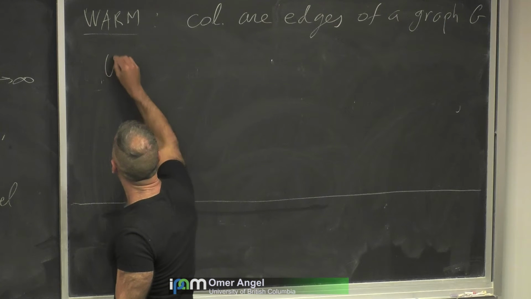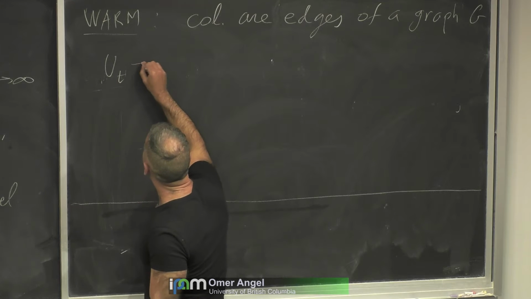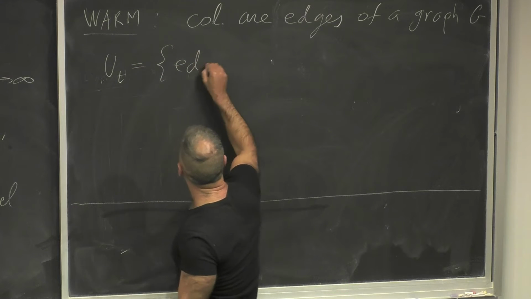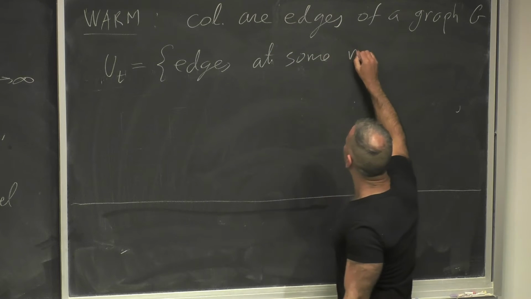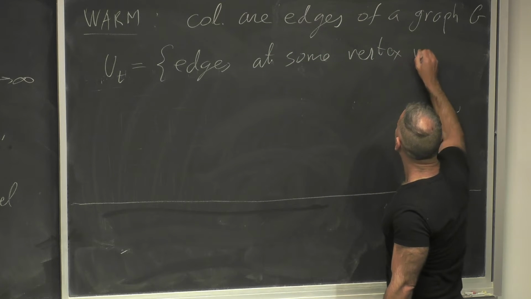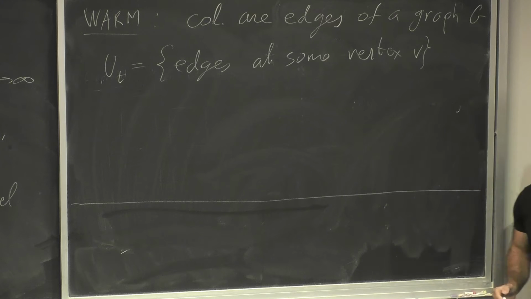And UT, so these are the edges at some vertex V. So each vertex you pick, you have some probability of picking each vertex, and then you reinforce one of the edges at that vertex.